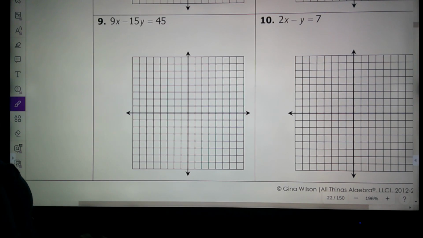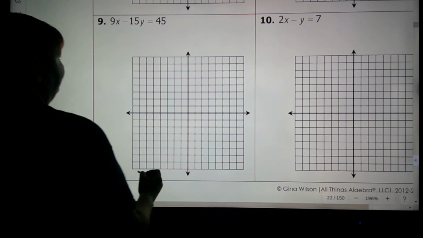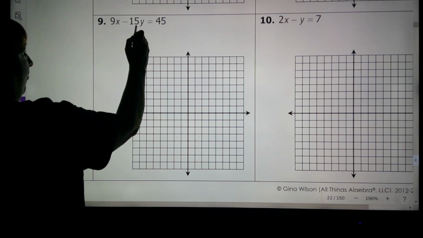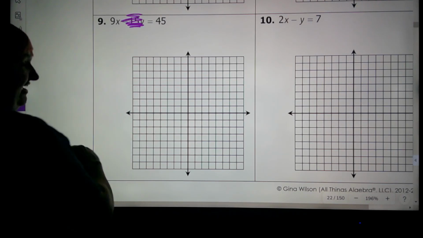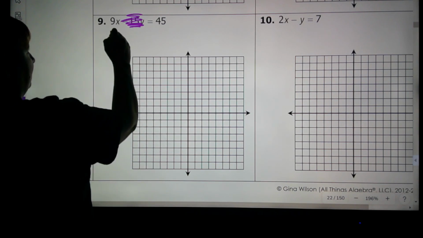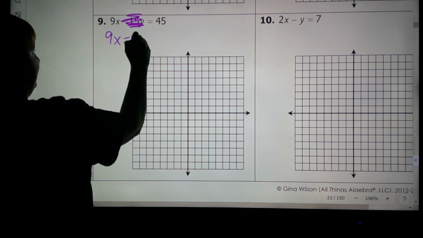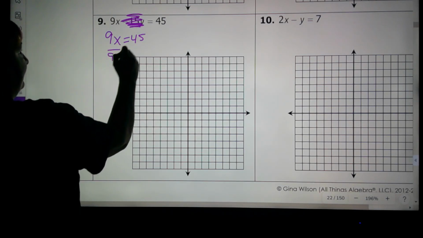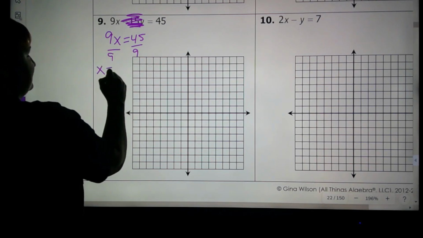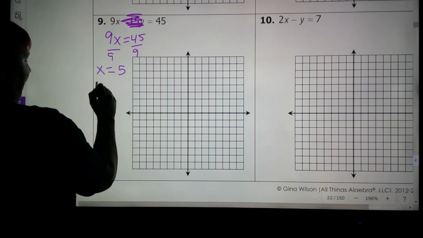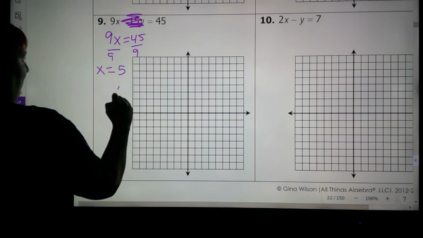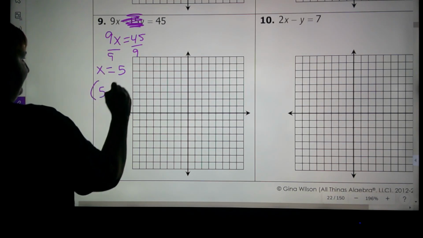Alright, so to find the x-intercept, we make y 0. It cancels the whole term. We're left with 9x equals 45. Divide by 9. X equals 5. So our x-intercept, when y is 0, x is 5.